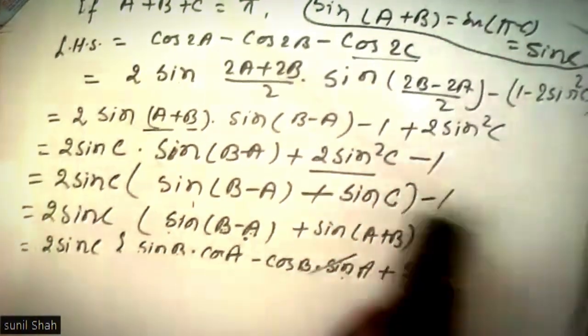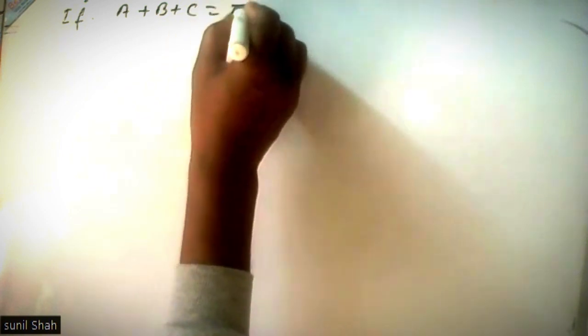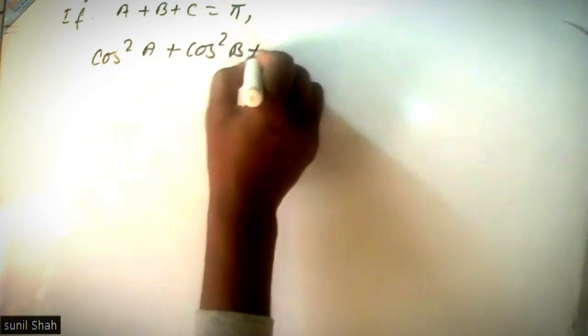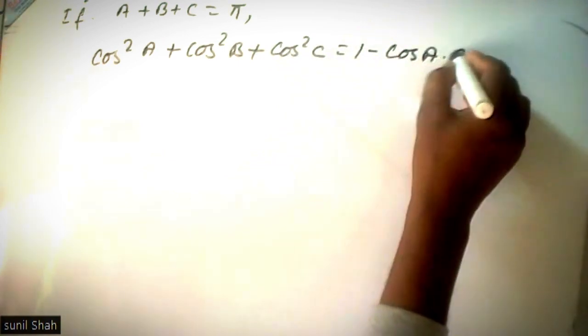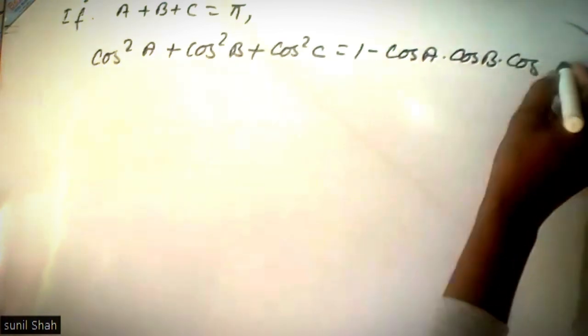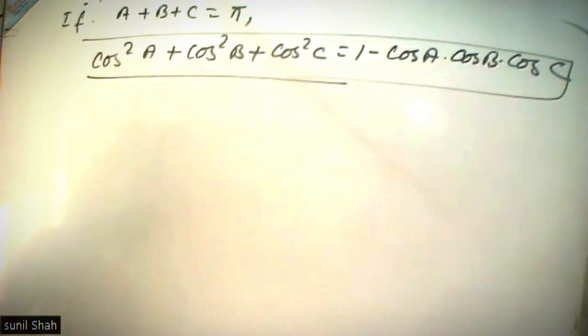Go for another one. One more type. If A plus B plus C is equal to pi, then cos square A plus cos square B plus cos square C is equal to 1 minus cos A cos B cos C. Prove that. Copy down the question and then we go for the solution, the proof.